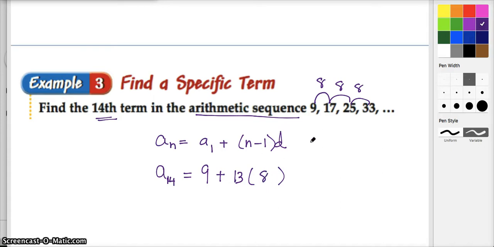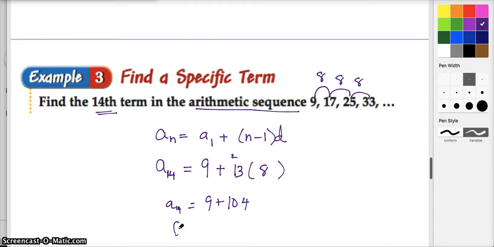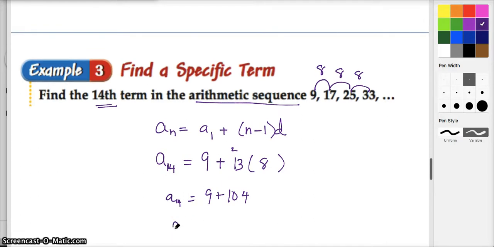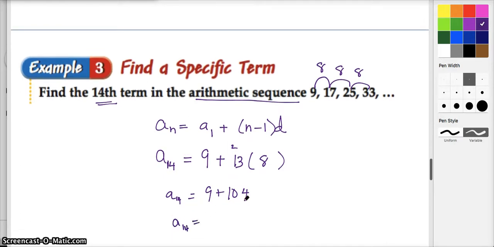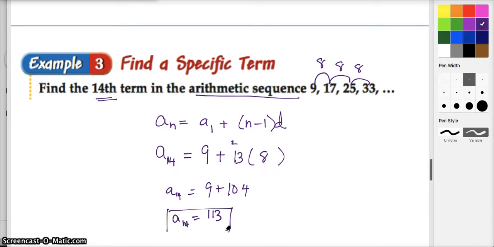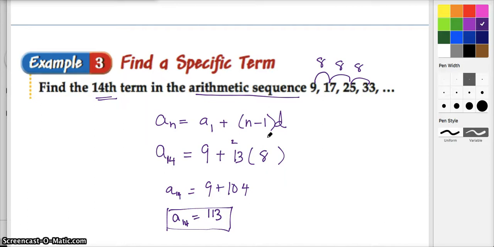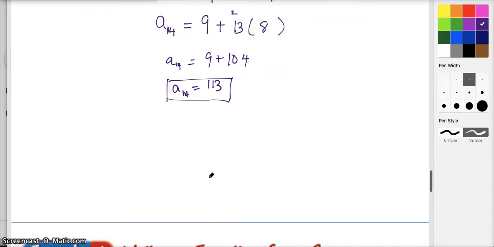Does that make sense? Now, I know you're like, oh, I can just keep adding 8 14 times. This is actually easier, right? Not 14 times, but the number of times I need to get up to the 14th number. So anyway, 13 times 8, let's see if I can do that. 4 down there, carry my 2, 8 times 1, 8, 9, 10. Get 104 plus 9 is equal to a sub 14. Therefore, a sub 14 is equal to 104 plus 9, which is 113. So 113 is the 14th term in this arithmetic sequence.